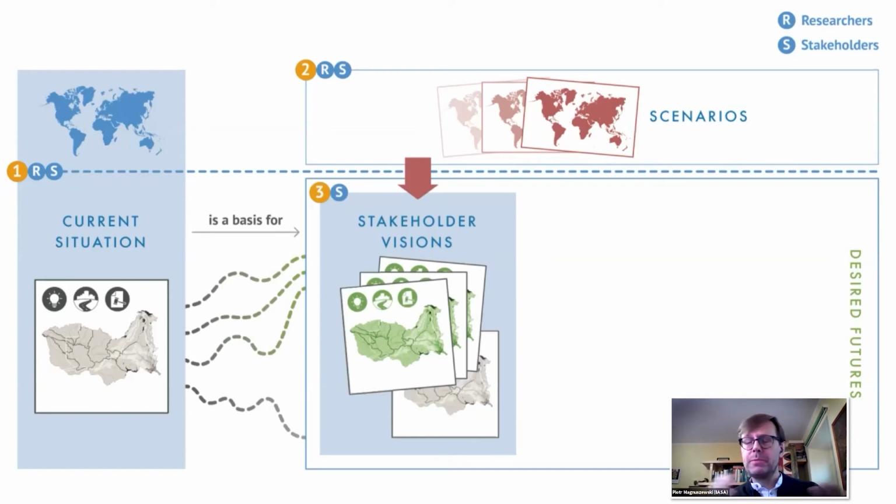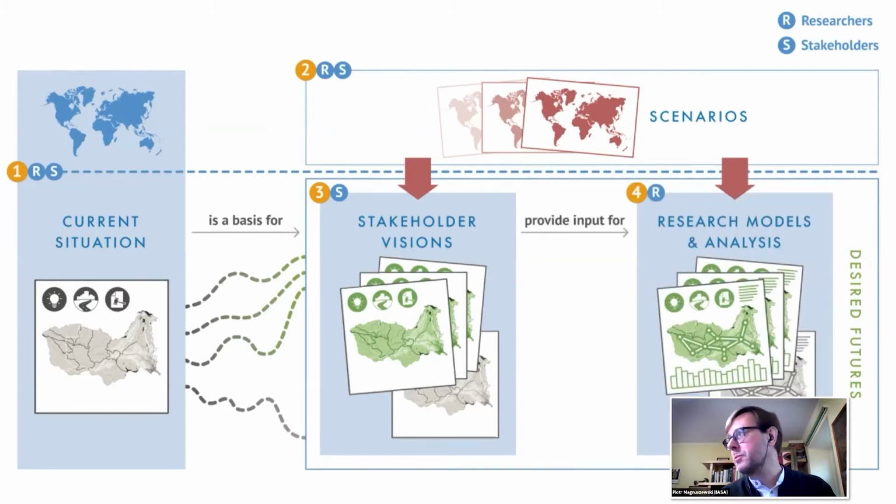What is important here is that we allow stakeholders to develop their visions of how they see the future. In parallel, scientists are working with research model analysis, and we took what stakeholders were bringing as input to develop these models. But that's not where we end up.